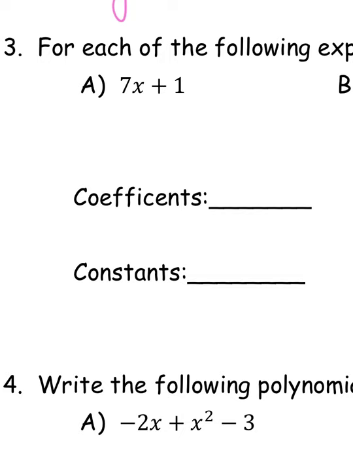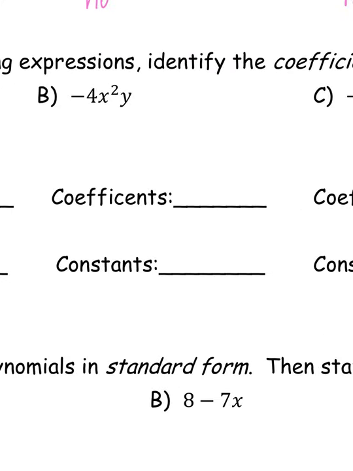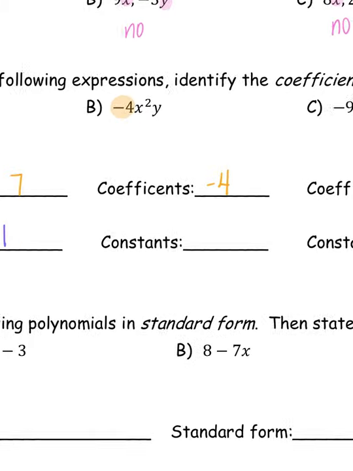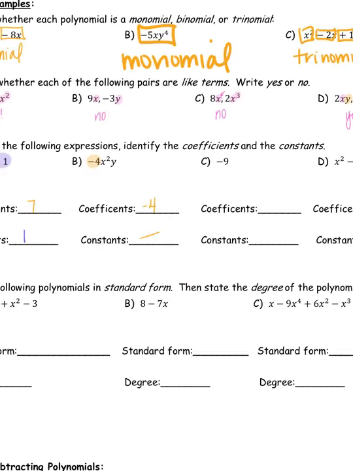Okay, so now number 3 says, for each of the following expressions, identify the coefficients and the constants. Okay, so we said the coefficient is the number in front of a variable. So my coefficient here is 7. And my constant is a number that sits alone with no variable. We like to include that sign in front. So my constant here would be a positive 1. Let's look over here. My coefficient here, the number in front of my variable, is -4. And my constant is 0. I don't have a constant here, so I don't put anything there.